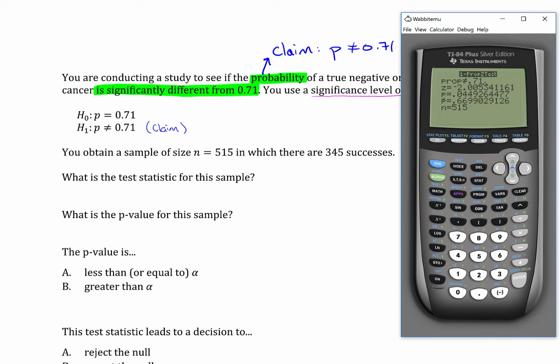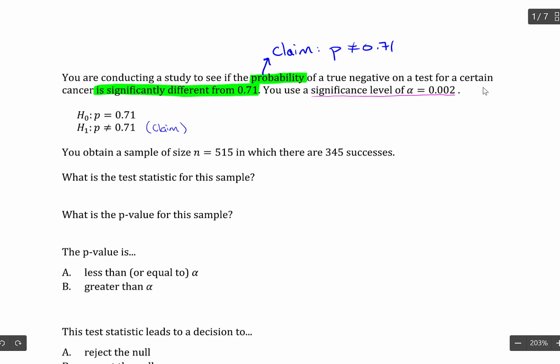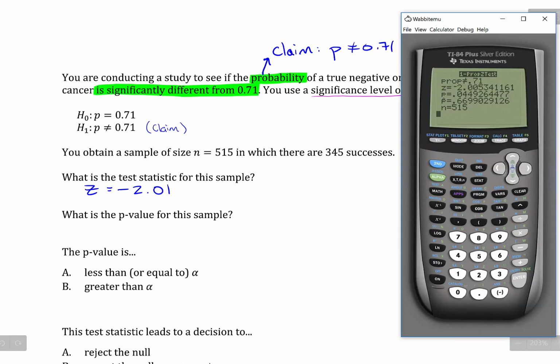So z will round to 2 decimal places, but just follow the instructions given in the problem. So negative 2.01. I'll say that's a z-score. The p-value is a probability here, so I'll take that to 4 decimals, 0.0449.